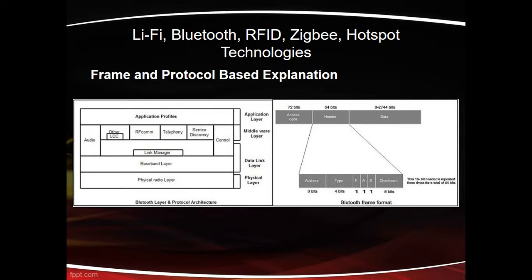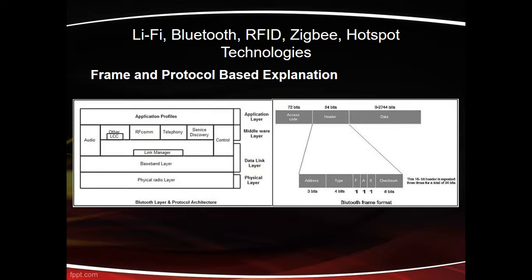Then let's move into the frame format. As you can see, there is an access code, a header part, and a data part. Let me explain it right to left. The data part is the messaging part. It contains the data or the control information coming from upper layers. It uses 0 to 2744 bits. And the header part uses 54 bits.